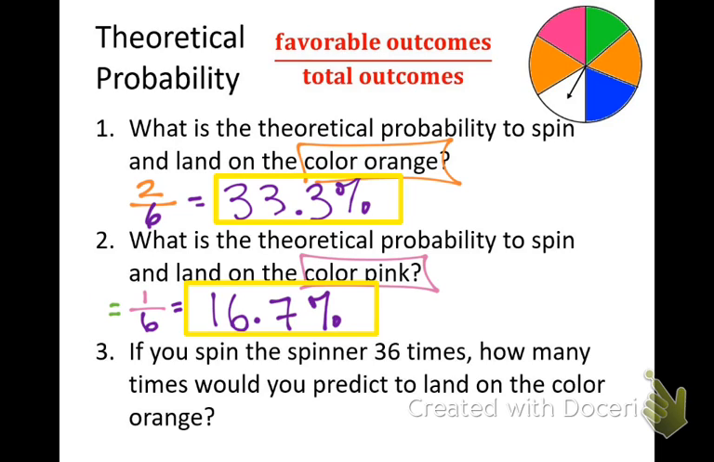Sorry, wrong one. This one. 1/3 of the time we land on orange. So we would want to predict that we're going to land on orange 1/3 of 36. So how do you find 1/3 of 36? Yeah, you can divide by 3, which is the same thing as multiplying times 1/3. So what would we get? 12. So you should bet 12 times that we would land on the color orange.